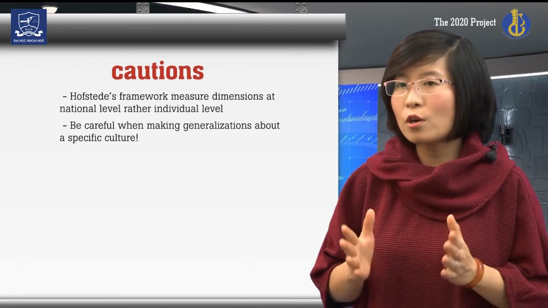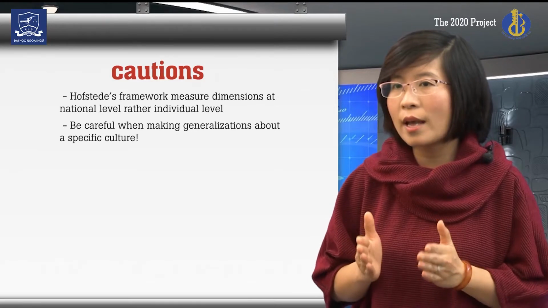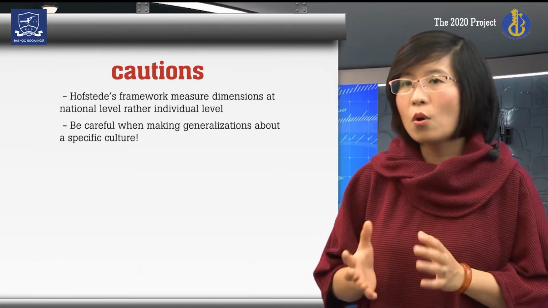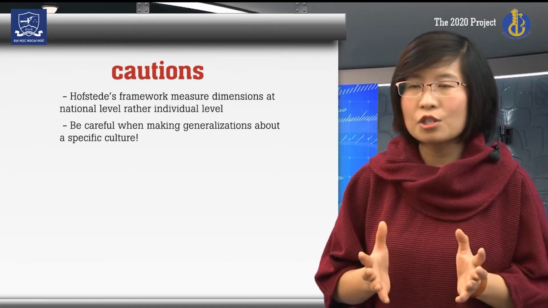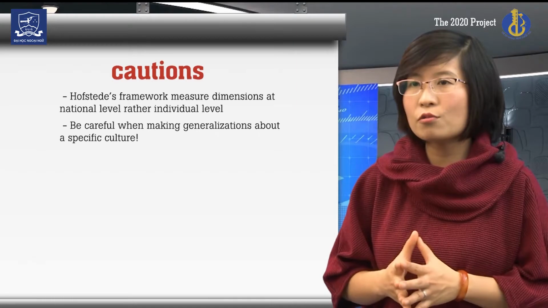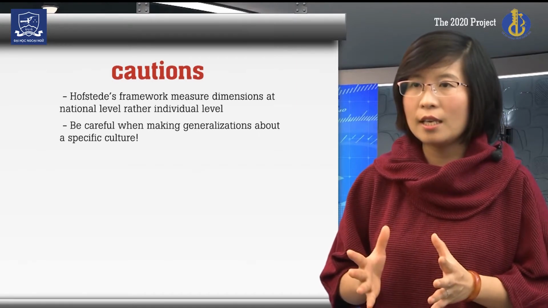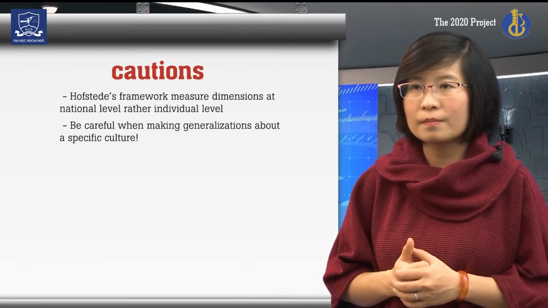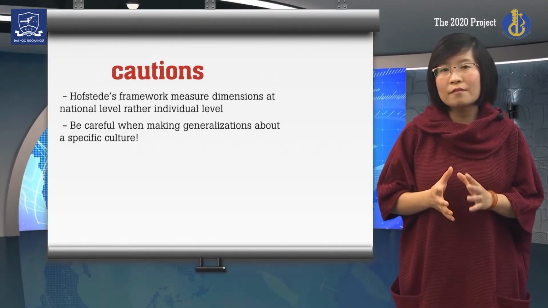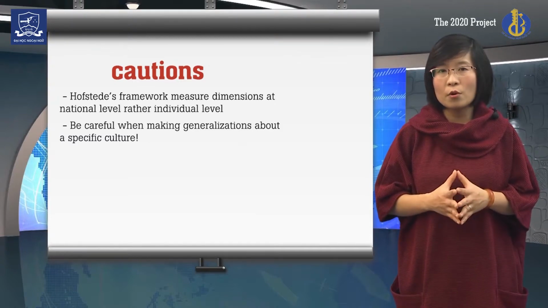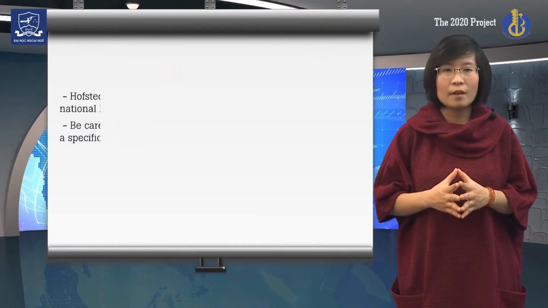Second, you should be cautious when making generalizations about a specific culture. Although the UK and the US share a wide range of cultural similarities, these two countries are largely different in a key index, the long-term versus short-term orientation. The UK scores 51 while the US scores 26, making it a short-term orientation culture.